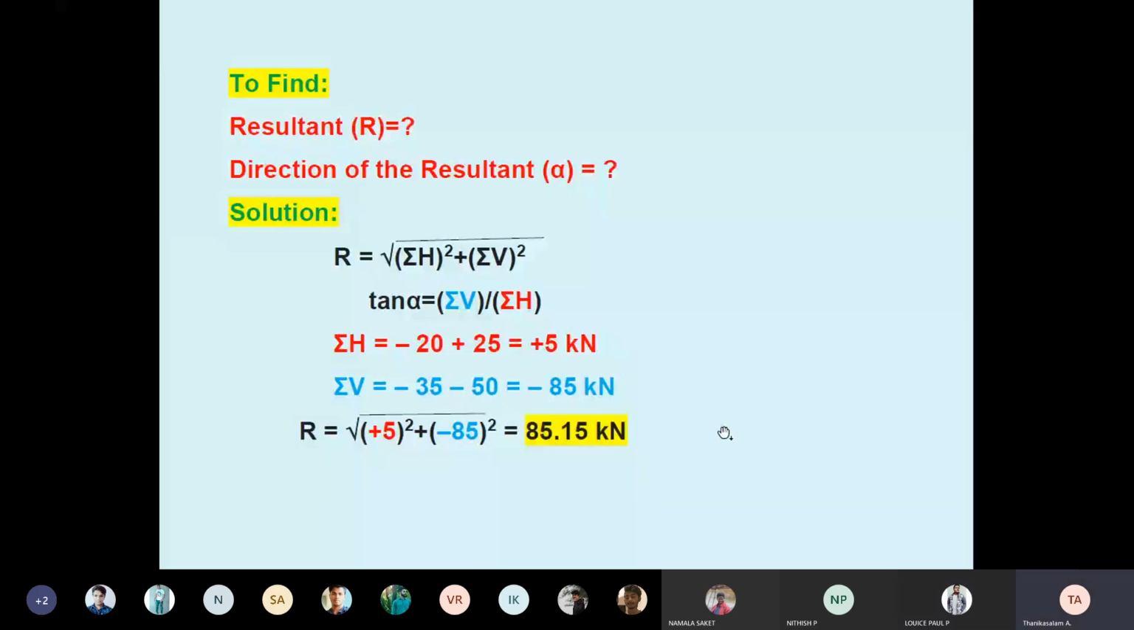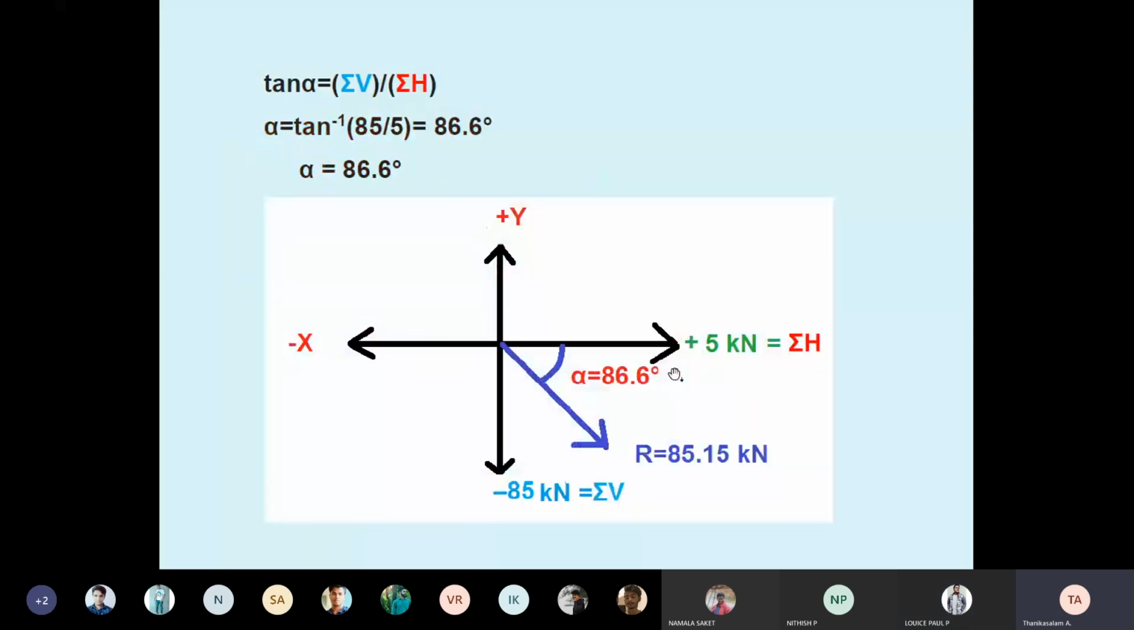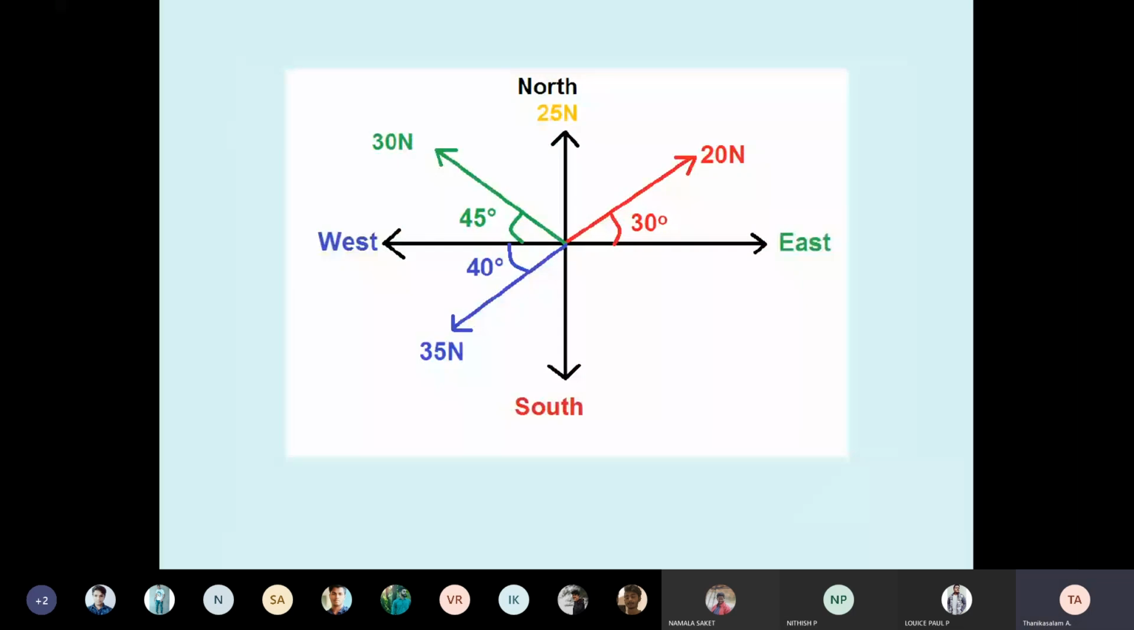Today what we discussed: we used the parallelogram law for 3 problems, and this formula for more than 2 forces. So totally we discussed 4 problems today. Students, you have to copy in your notebook and use your calculator to check it. I'm going to share this PDF. Here I have added another 2 problems. We will discuss later because time is already gone.